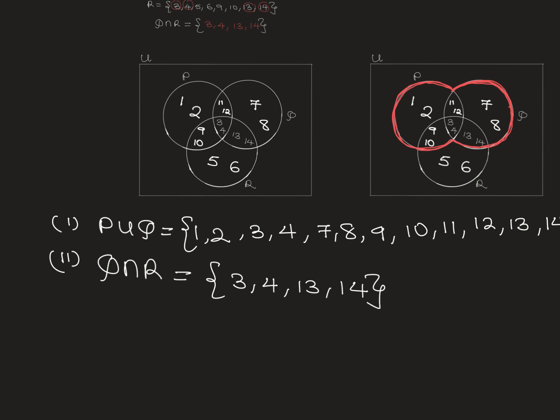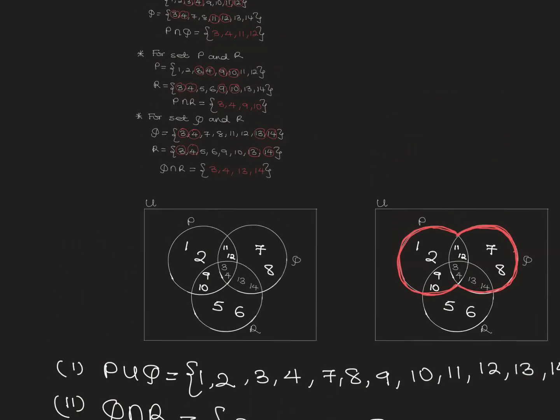Do not make the mistake of just writing 13 and 14, or omitting 3 and 4. Remember, these 3 and 4 are the numbers that are in all 3 sets, but they still form part of Q and they still form part of R. So Q intersection R is 3, 4, 13, and 14. Moving on to the third question.